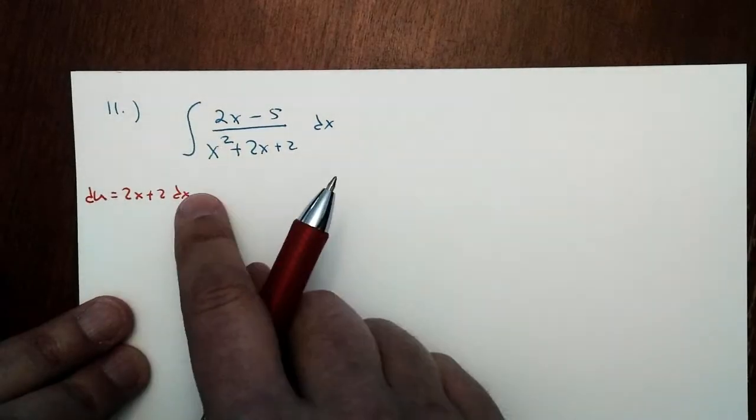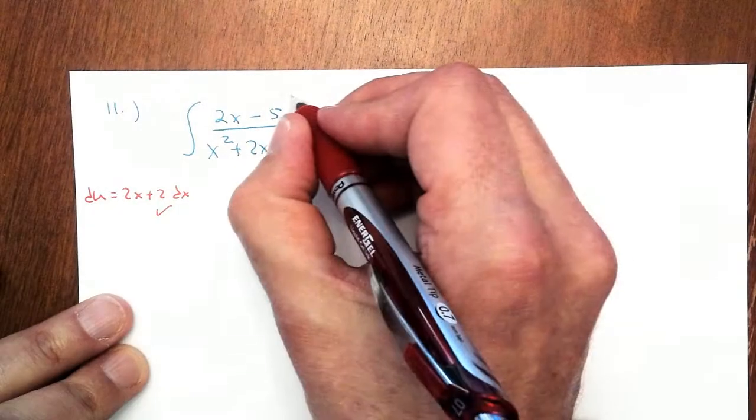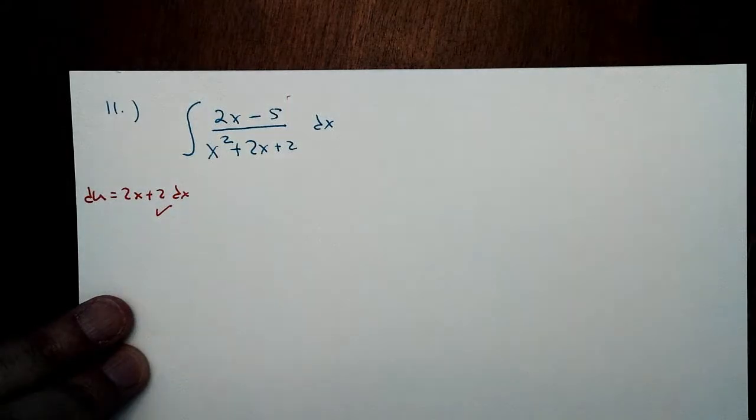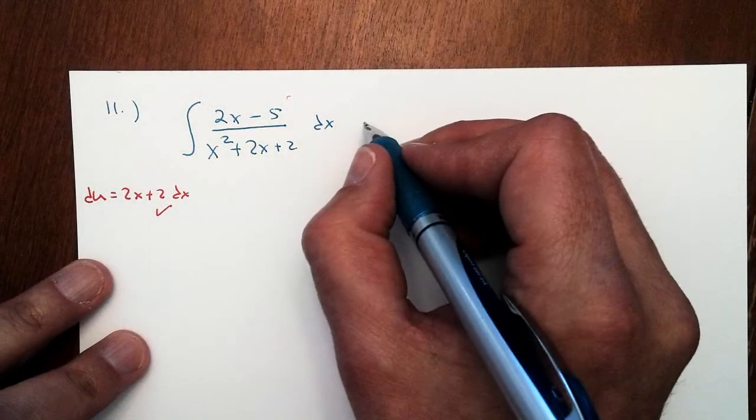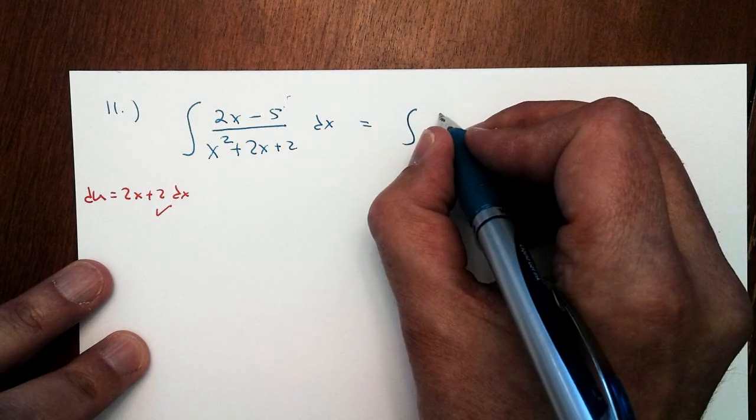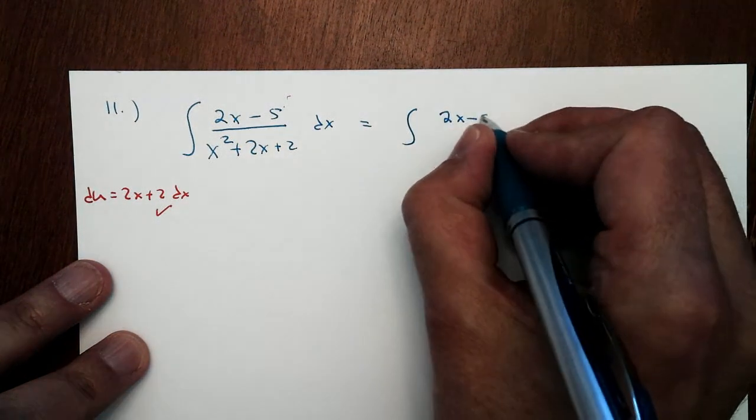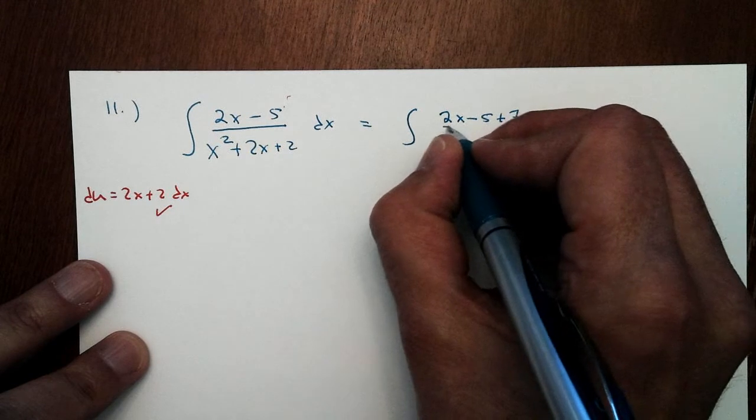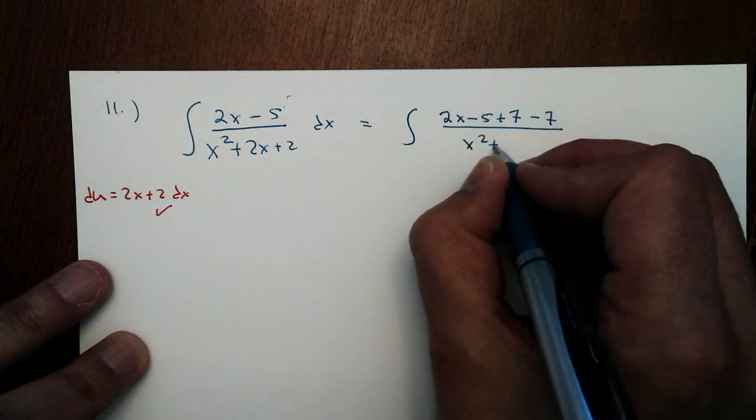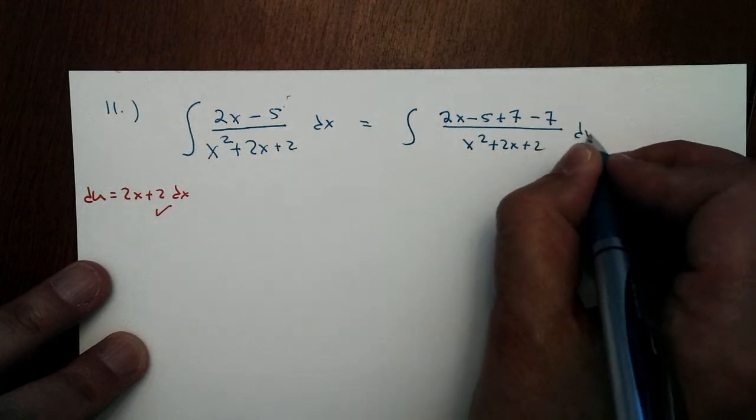So this is the one where we're going to use u substitution, but we're going to have to make this a 2x plus 2 on top. And you might remember how to do that. We're going to add 7 to the top. So I go 2x minus 5 plus 7, but to fix that we have to subtract 7, over this x squared plus 2x plus 2 dx.